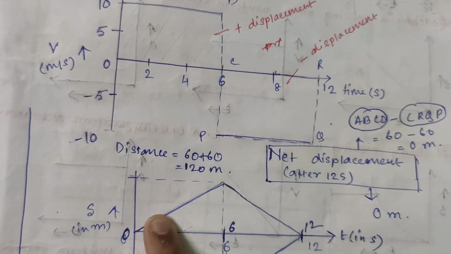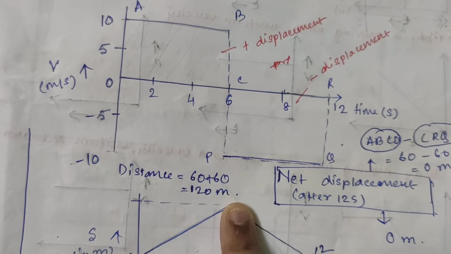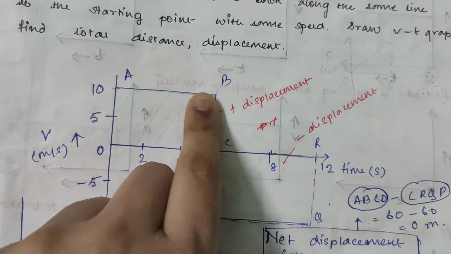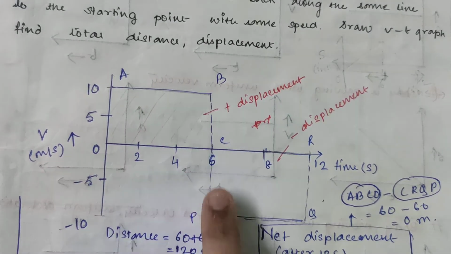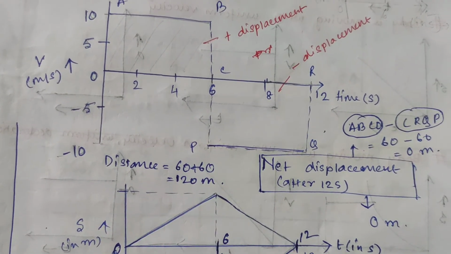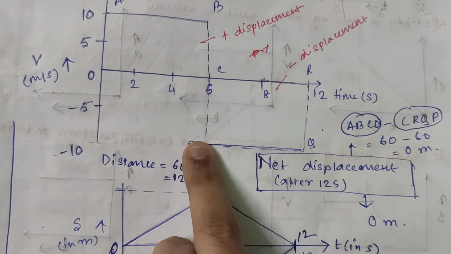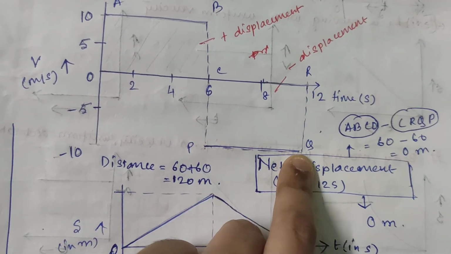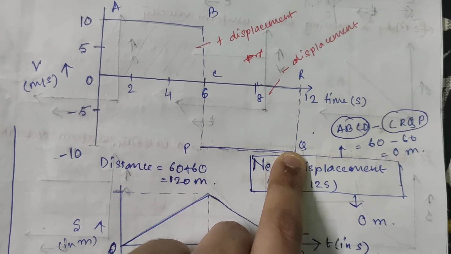See, for this part, what will be the velocity time? For 0 to 6, uniform velocity, so 10 constant. And from 6 to 12, negative slope, so we are marking minus 10. This minus 10 denotes moving in the opposite direction. Understood?